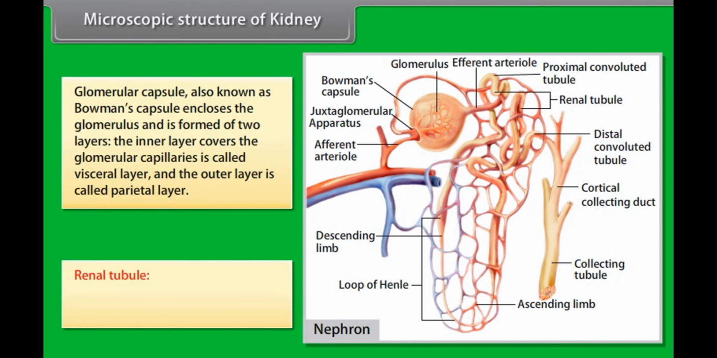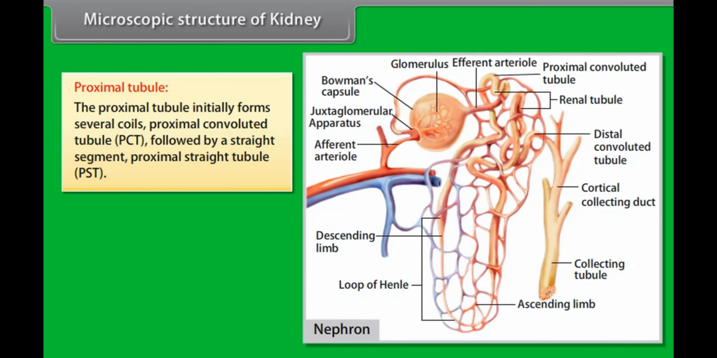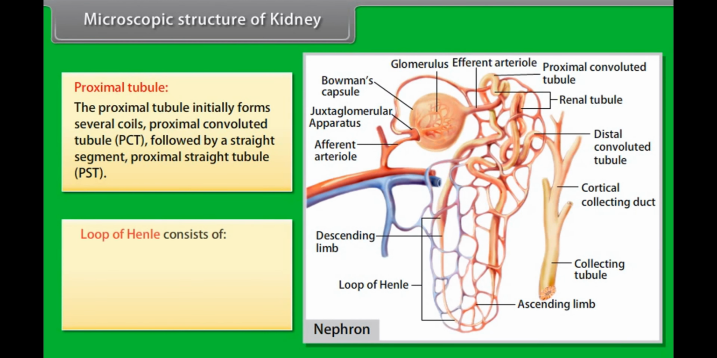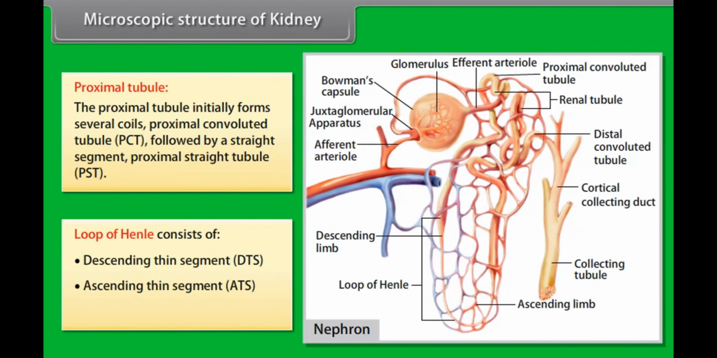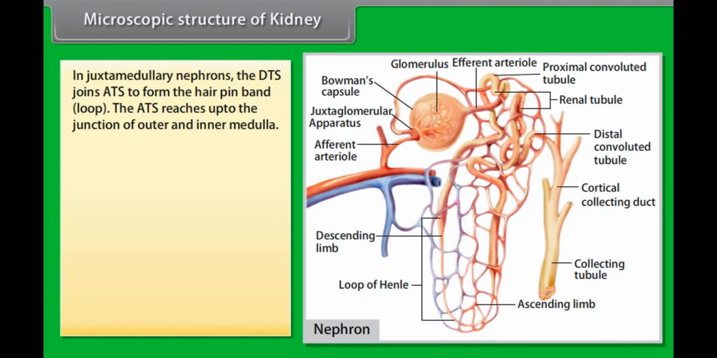Renal tubule. It is a long complicated tubule that is divisible into the following main parts. Proximal tubule. The proximal tubule initially forms several coils, proximal convoluted tubules PCT, followed by a straight segment, proximal straight tubule PST. Loop of Henle consists of descending thin segment, ascending thin segment and thick ascending limb. In juxtamedullary nephrons, the DTS joins the ATS to form the hairpin bend.